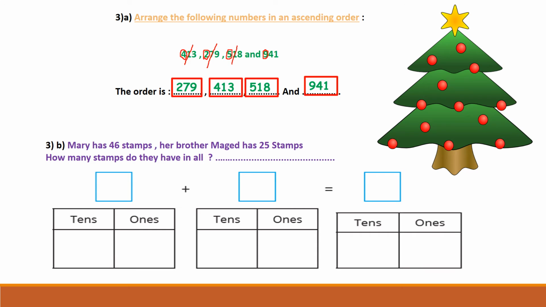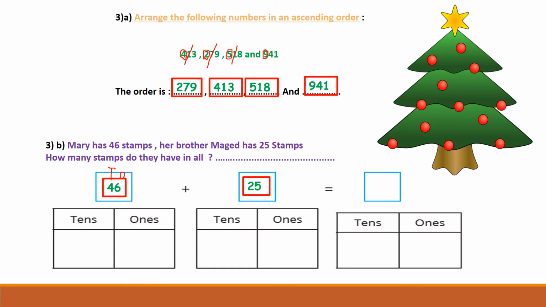So in the next here, Mary has 46 stamps. Her brother Magid has 25. So how many stamps do they have in all? So I'm gonna make it plus. So I'm gonna put it here 46 plus 25. So now we're gonna make a decompose. So I'm gonna draw how many in ones and how many in tens. So here I'm gonna write here ones and tens.